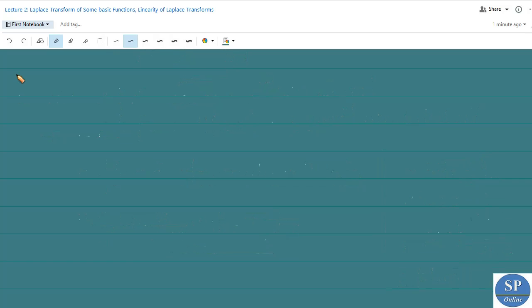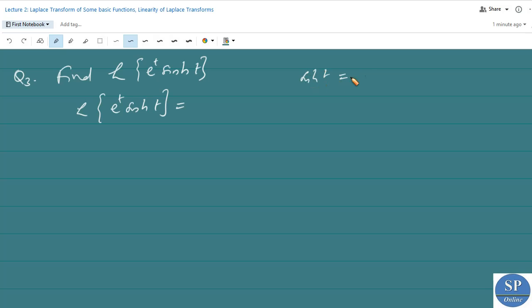Okay. Next question. Find the Laplace transform of e power t into sinh of t. Okay, so how to do this? Here actually we can just use the formula for sinh t. We have L of e power t sinh t is nothing but, we know sinh t is equal to e power t minus e power minus t divided by 2.